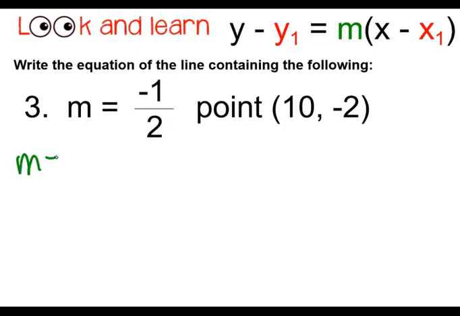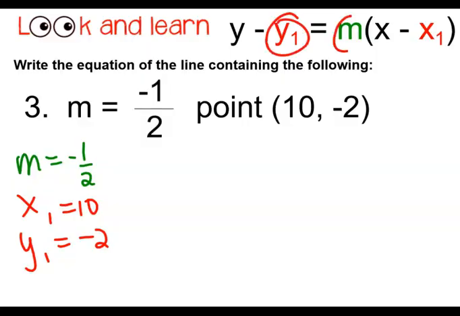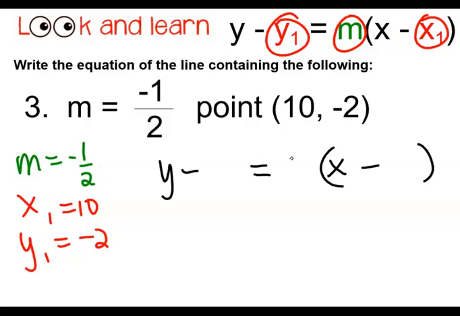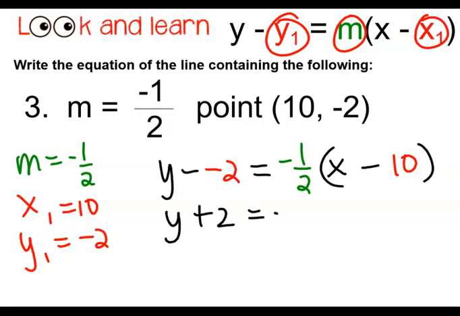My slope is -1/2. My x-coordinate is 10. My y-coordinate is -2. Here in this formula is where I'm going to erase and replace my values. My m value is -1/2. My x value is 10. My y value is -2. Again, if you have 2 minuses in a row, you're going to replace them with a plus sign.